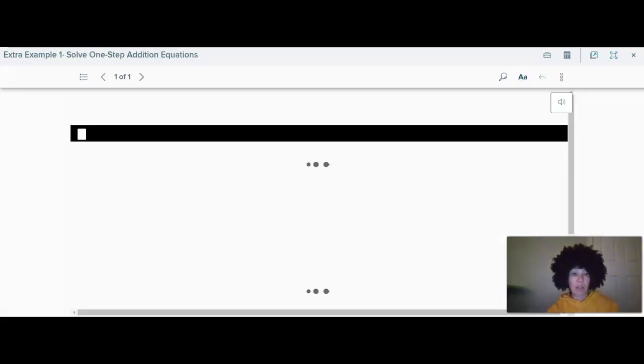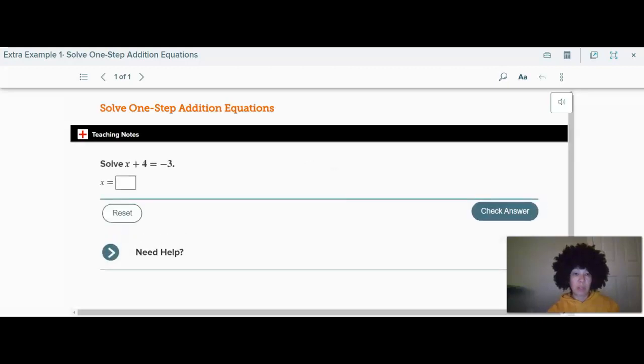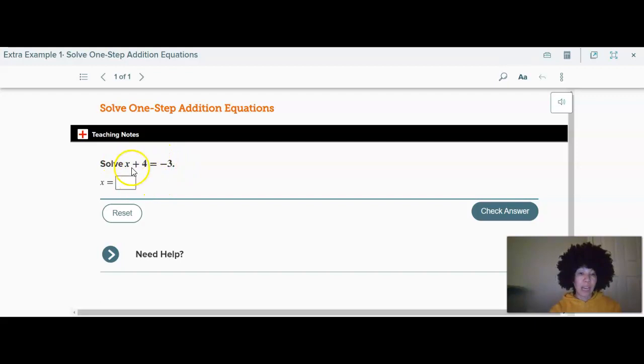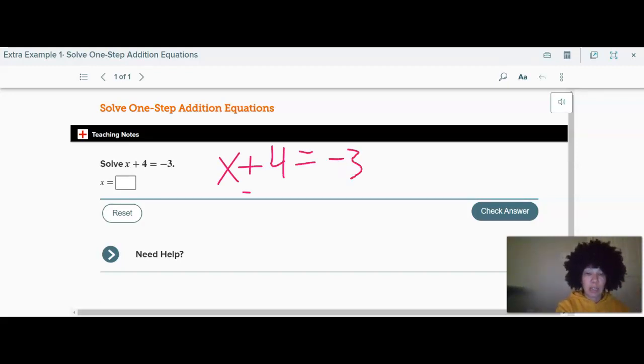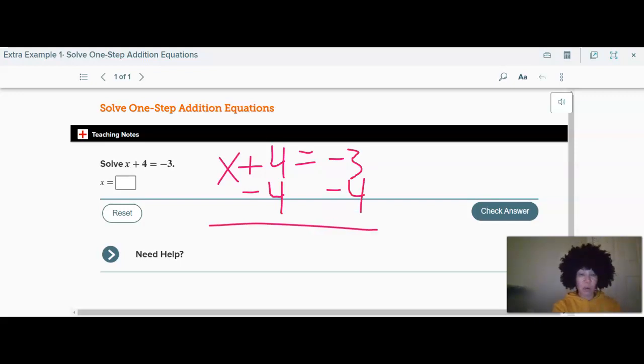So if we have another example, you can put this one in the margins. X plus 4 equals negative 3. Well, again, I have x plus 4. Since this is an addition problem, I'm going to use the subtraction property of equality and subtract 4 from both sides of the equation. And the reason I subtract 4 is positive 4 and negative 4 add up to 0.